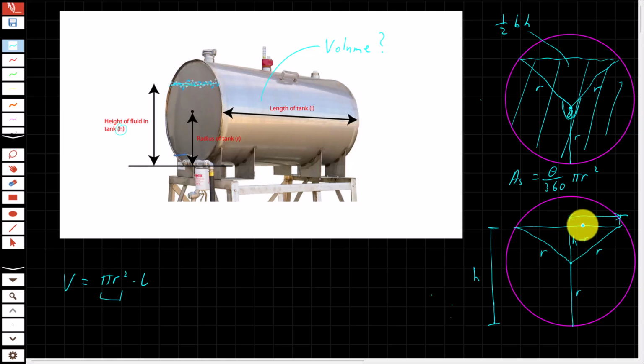But let's use Pythagoras to calculate it because we know the other two sides. So Pythagoras says c squared equals a squared plus b squared. C is r in this case, so let's make this side a. So a equals c squared take b squared and take the square root of that. So that equals the square root of r squared take h take r squared.